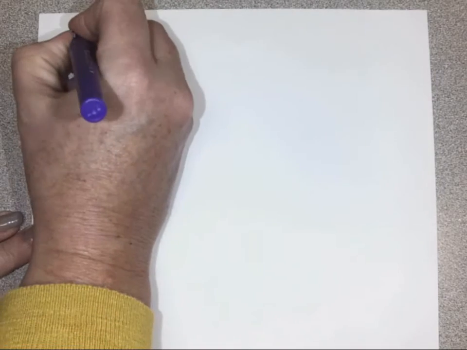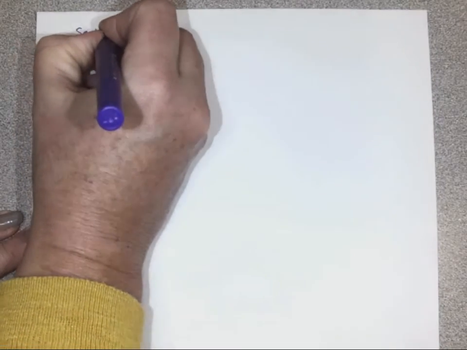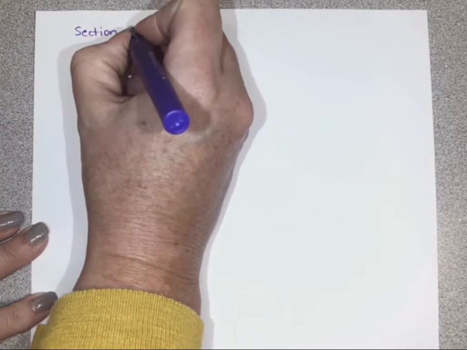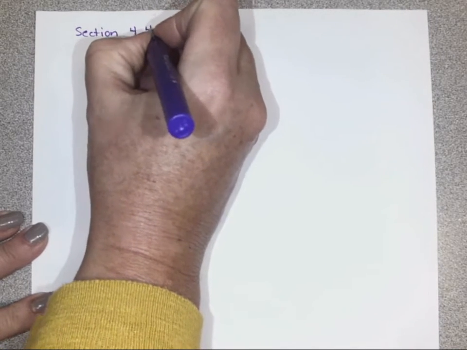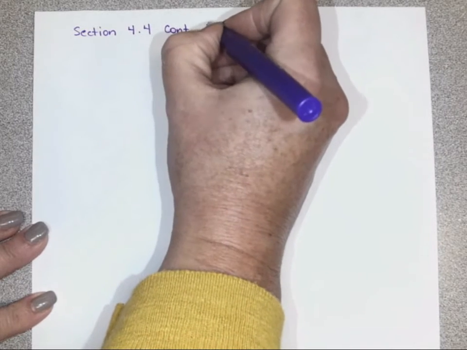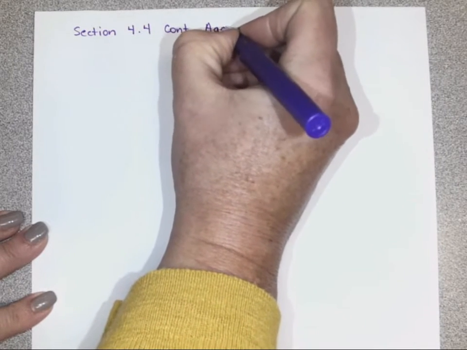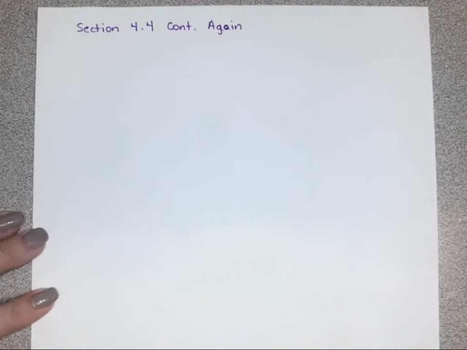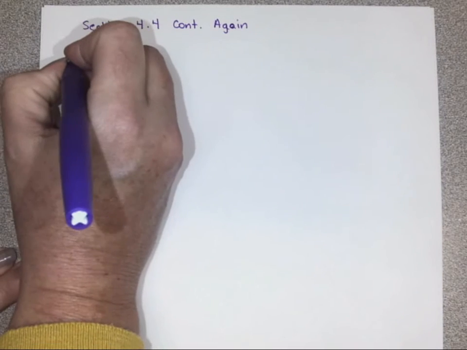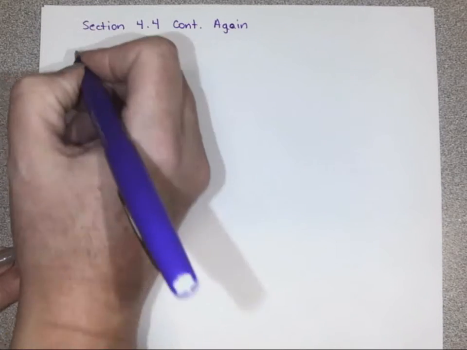Okay, so I want to look at maybe three more problems from section 4.4. So I'm just going to say section 4.4 continued again. So remember we were using some of our rules in order to be able to rewrite logarithms.